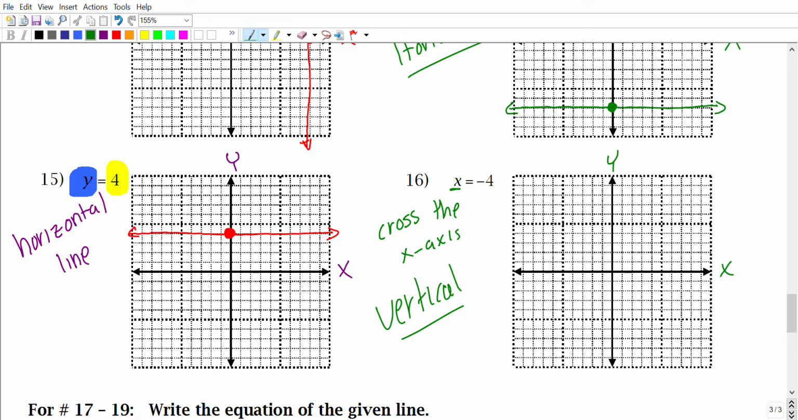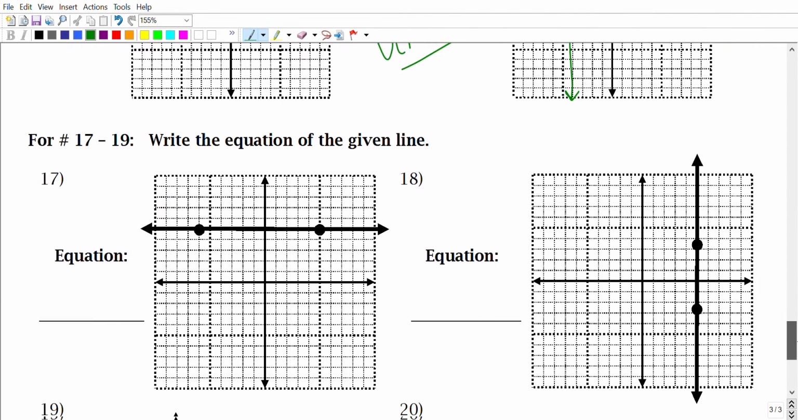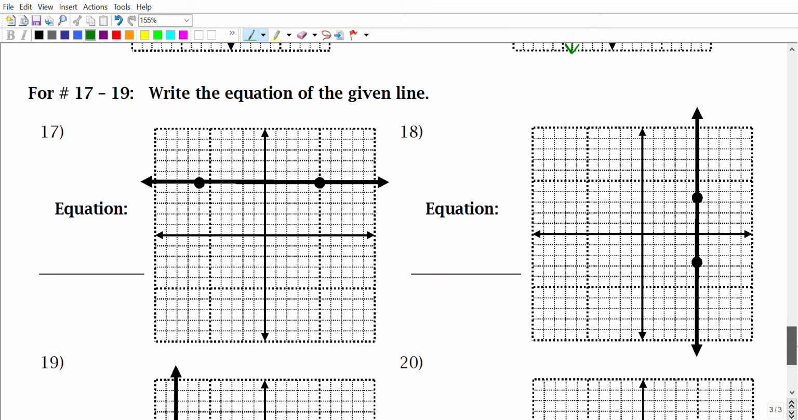Okay, and vertical at what point? Well, vertical at the point x equals -4. So let's go left 4 right there. And because it's vertical, I'm going to go straight up and down. Don't forget your arrows at the ends. Okay, so hopefully you guys got those two correct, and we can move on to the final few problems.